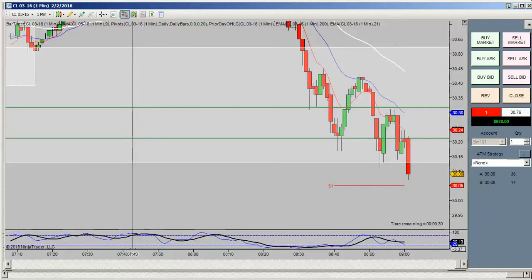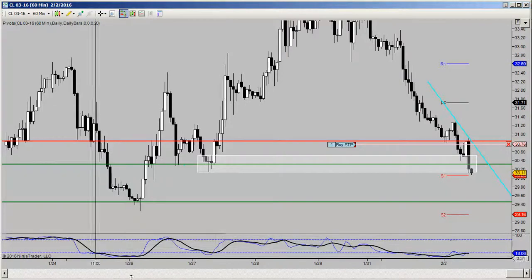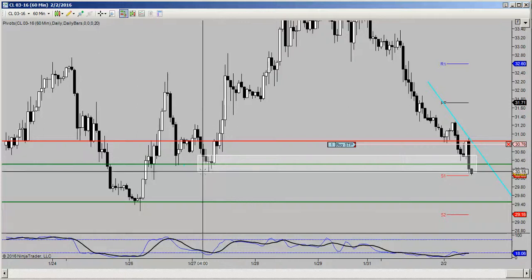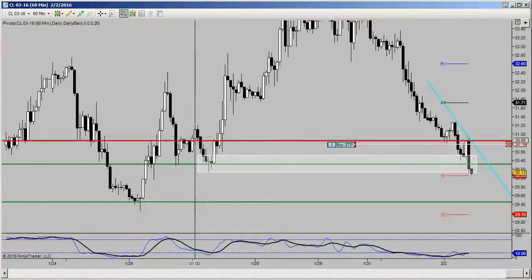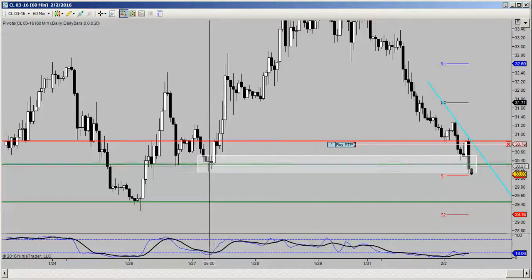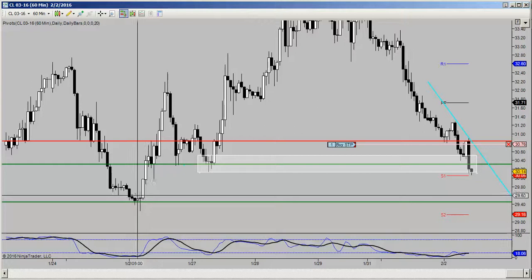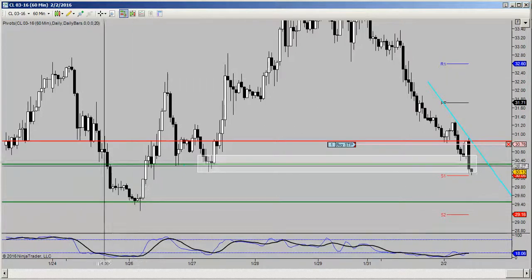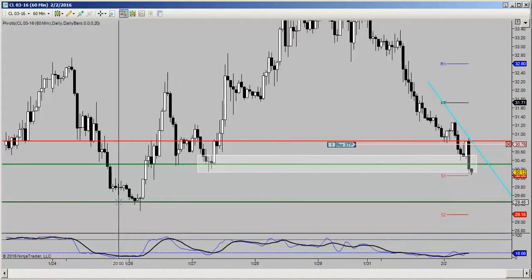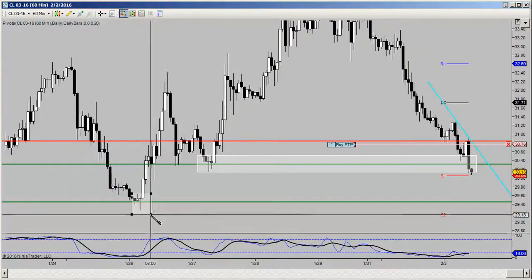Let's see where we're at on this. Let's go back to the 60-minute. On the 60-minute, you can see this was our support level. See where this drop off comes. So we've broken this buy level here, and now our next level will be right here at 29.45. Sorry. So let's put a box around there.